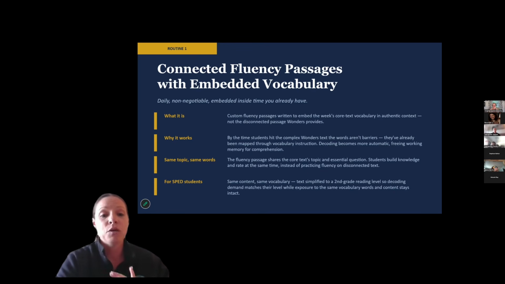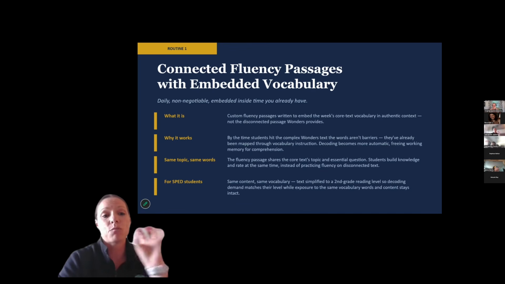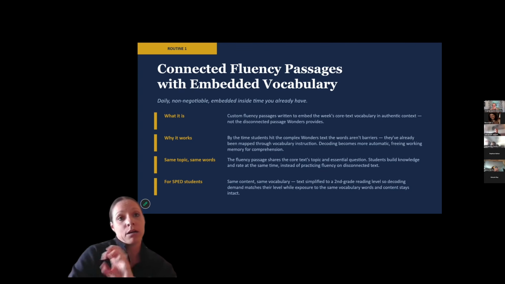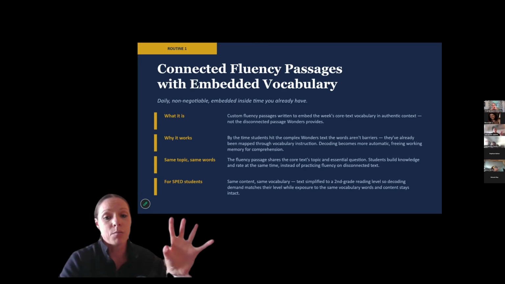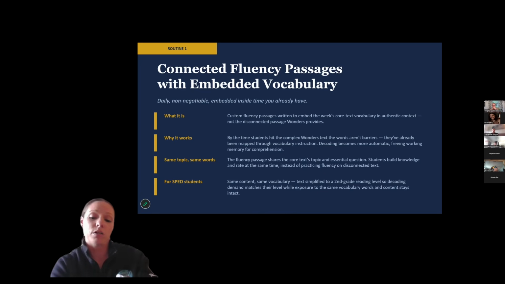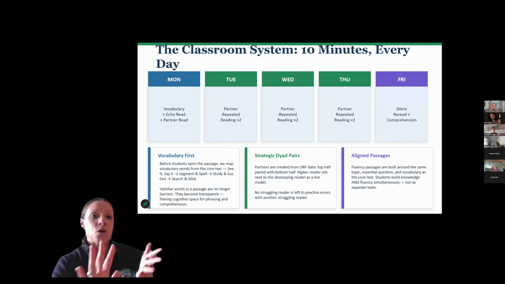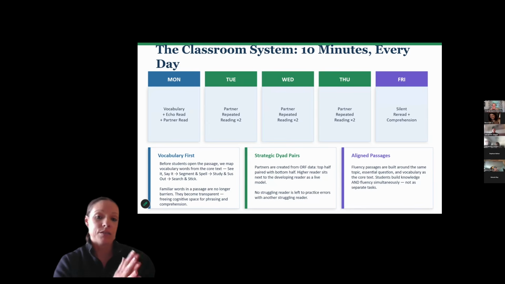And so we did that by creating new fluency passages that were connected to the stories that we were reading in our core curriculum of Wonders. And we took the vocabulary from our Wonders curriculum and embedded those words into our new passages that we used for fluency, to allow the students to have access to those words through different context, but they were still practicing them repeatedly. So this is the routine that we created in our classroom for our fluency practice.